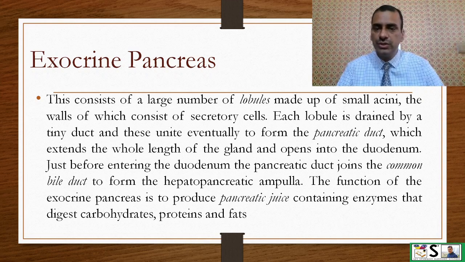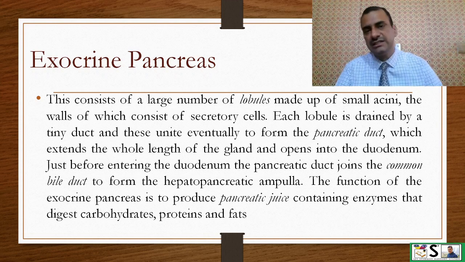Just before entering the duodenum, it combines with the common bile duct to form the hepatopancreatic ampulla. The function of exocrine pancreas is to produce pancreatic juice, which contains the enzymes for complete digestion of carbohydrate, protein and fat. And this we have already discussed in the previous lecture.